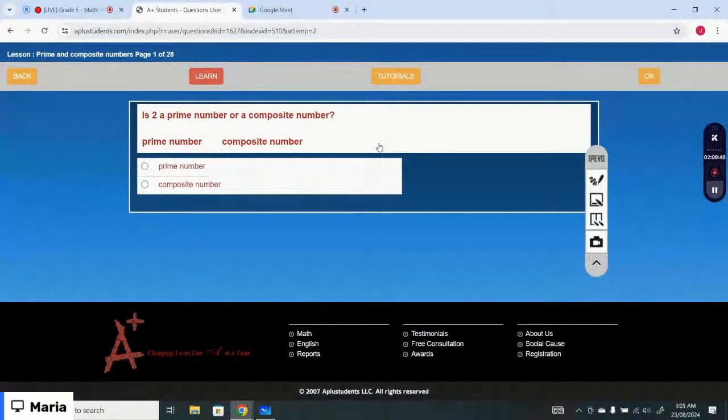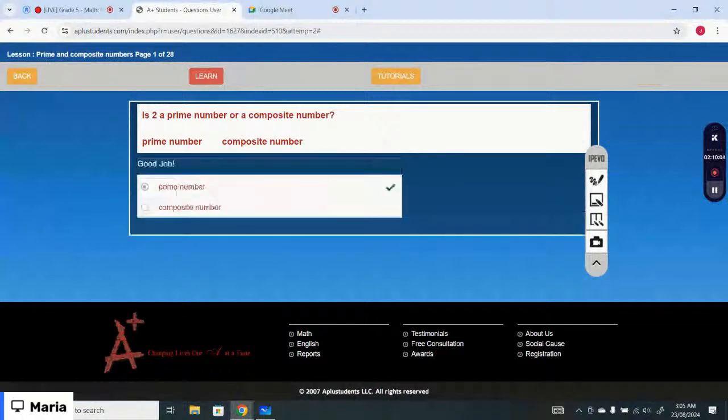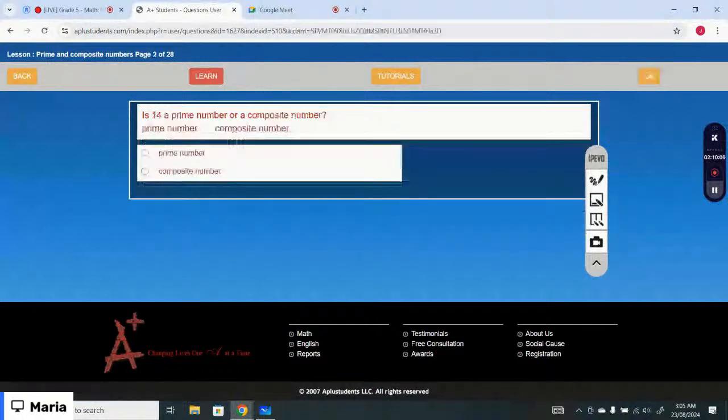So 2 is a prime number. The correct option is prime number. 2 is a prime number because the only factors of the number are 1 and 2, the number 1 and the number 2, right? A prime number.